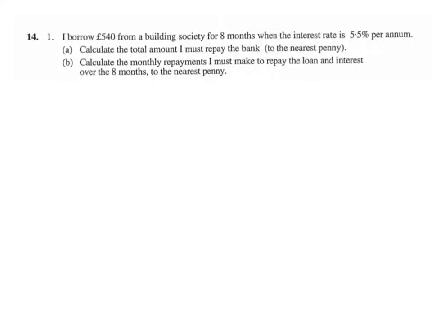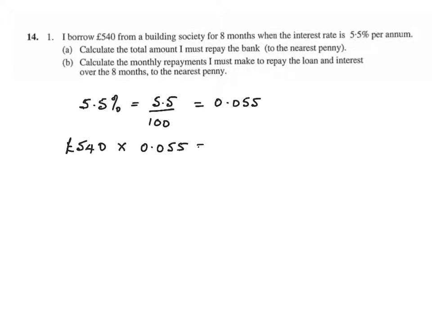Calculate the interest, it's 5.5% per annum. Now 5.5% is 5.5 over 100, and that gives us 0.055, that's the decimal multiplier. 540 times 0.055 gives us £29.70. Now that's for 12 months.